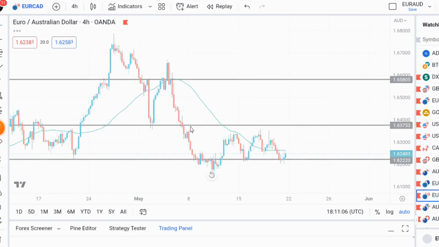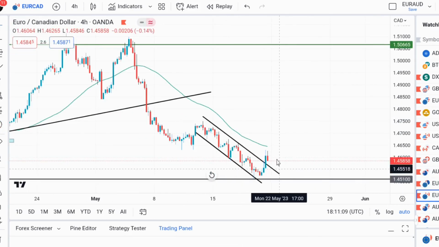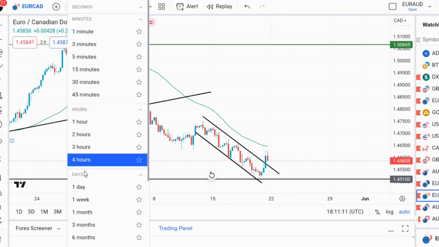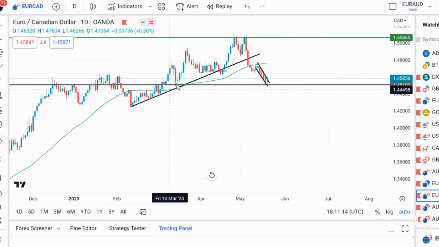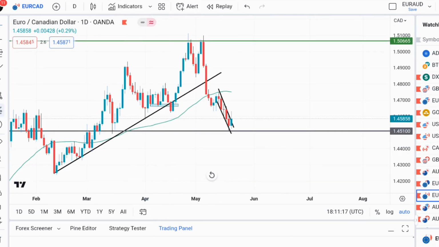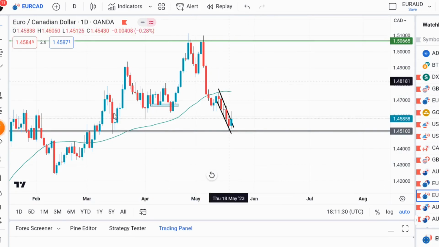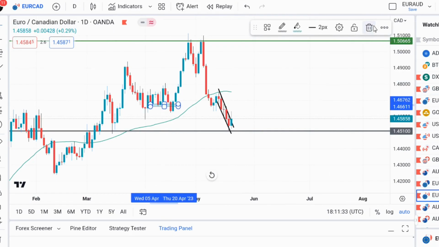So the next one I want to check is Euro Canadian dollar. On Euro Canadian dollar, we have a very strong support level which got rejected at this area. As you can see, a support level got rejected at this particular area. So we might actually, let's eliminate this and this.